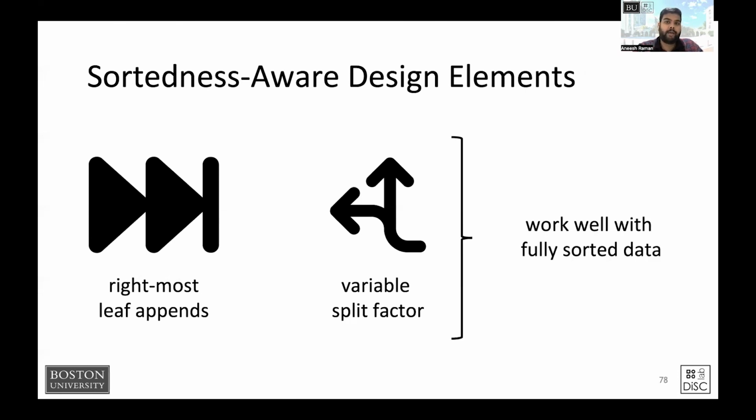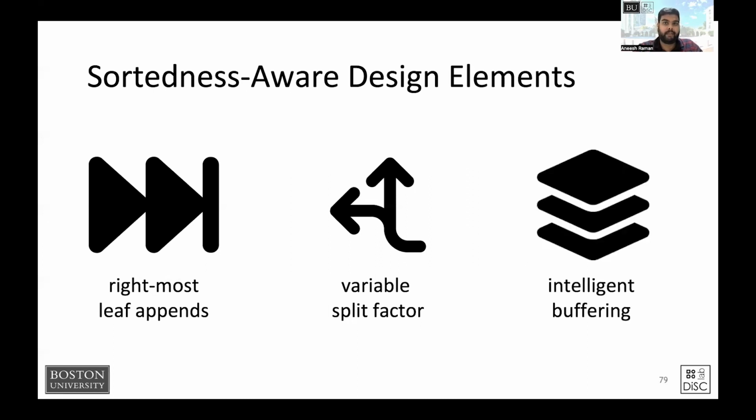These two techniques work well directly with fully sorted data. However, to make it work with any degree of data sortedness, we combine it with an intelligent buffering scheme that not only quantifies data sortedness within the buffered entries, it also identifies overlapping entries between the buffer and the tree so as to opportunistically bulk load whenever possible.